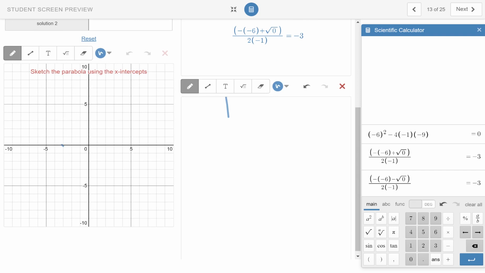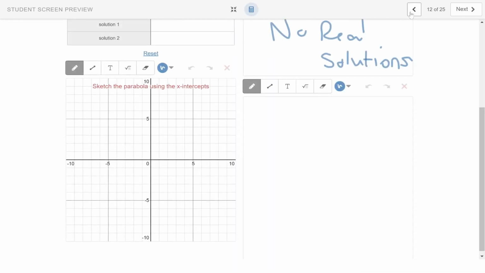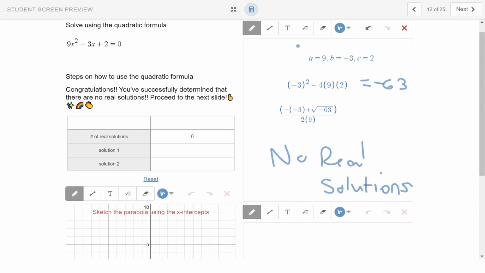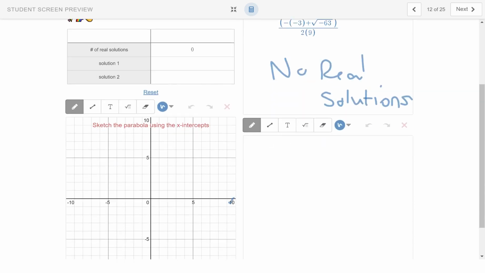So you're going to go here, and your A value is actually -1 this time, so it's going to be upside down. And then this reminded me that I actually skipped this graph, my bad. So no real solutions. It means it can't touch this at all. And it's a positive because my A is a 9, a positive 9. So a graph like this would be fine.